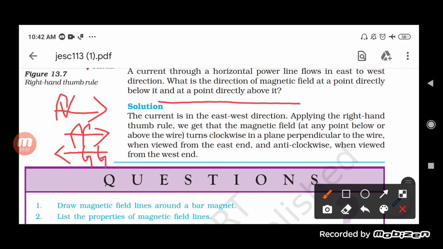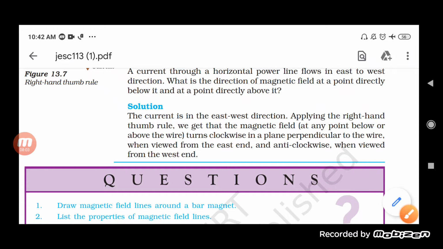So with the help of the right hand thumb rule, we can tell that if a current is carried by a straight wire, a straight conductor, then we are able to find the direction of the magnetic field lines.